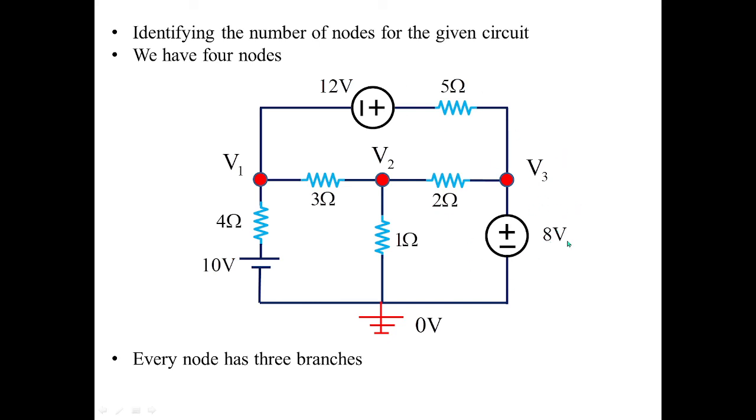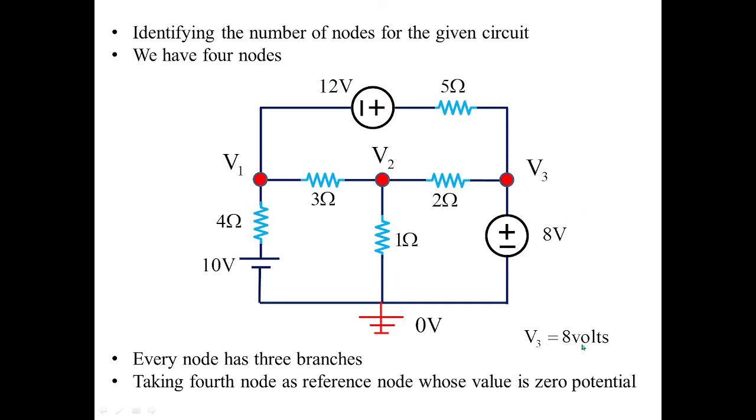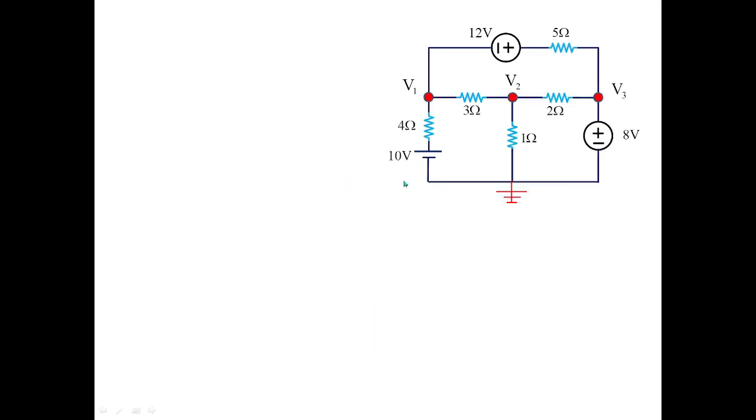And observe here carefully, what is the V3 value? See, the plus and minus, which is 8 volts, is connected directly between the third node and the reference node. The minus sign is at 0 potential, the plus sign is at V3 potential. So directly the value of V3 will be 8 volts. You have to remember this point: V3 is 8 volts. So we need to concentrate on V1 and V2.